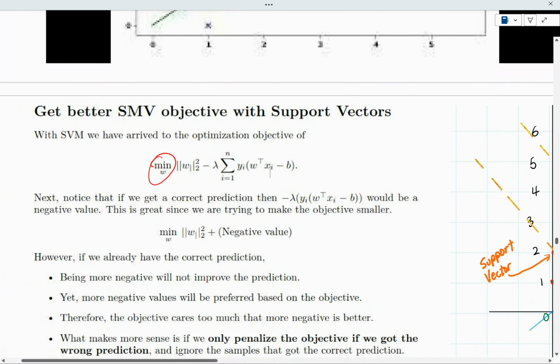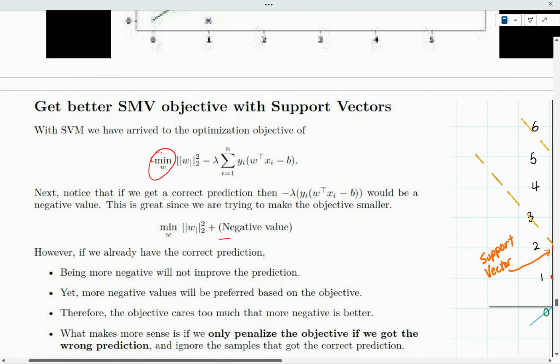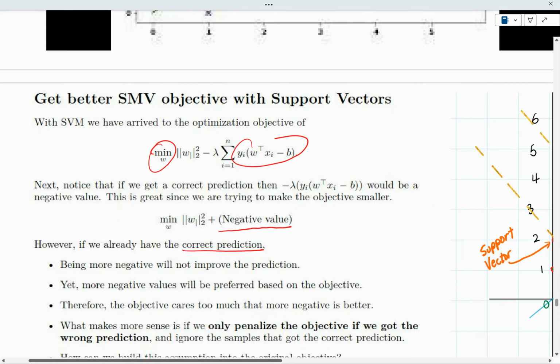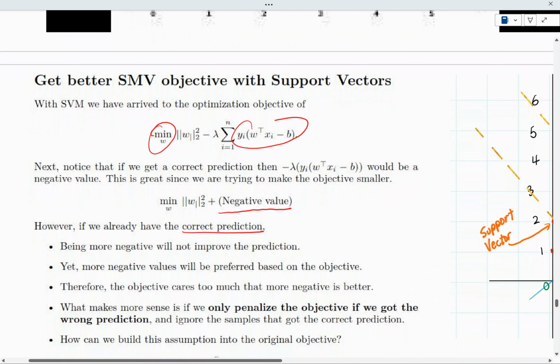No. We don't necessarily want a large negative value, right? Because if we already have a correct prediction, making this more negative is not preferred. It doesn't really help. If it's already correct, then it's good enough. So more negative values in this objective will be preferred.